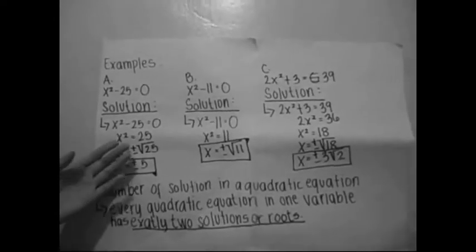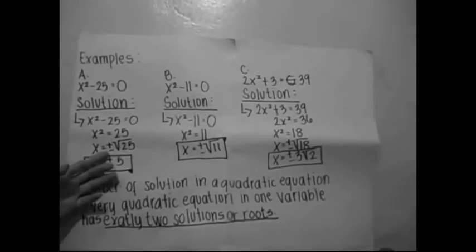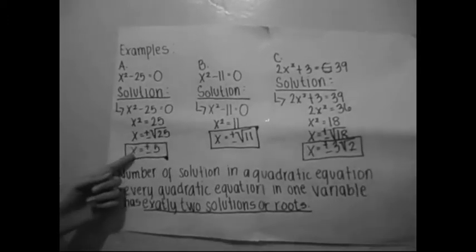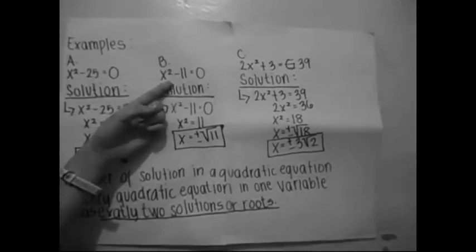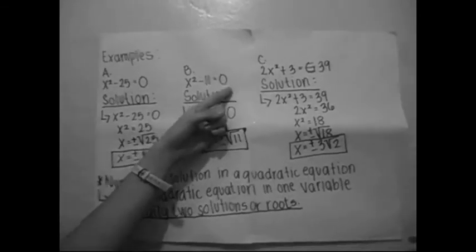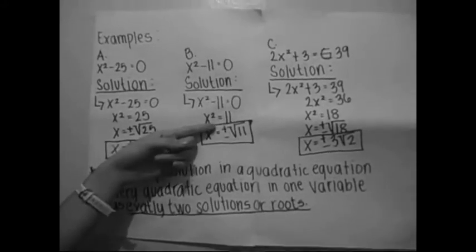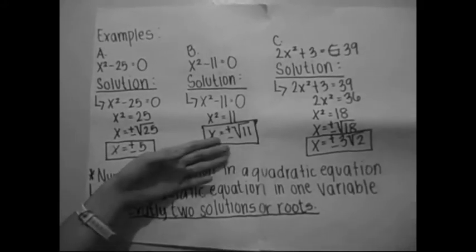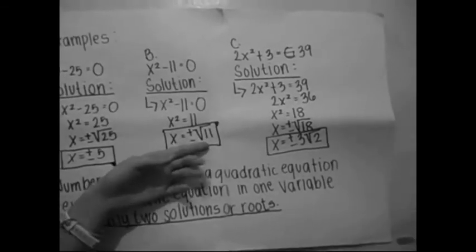X squared minus 25 equals 0. We add 25 to both sides, and then the square root property is used. The square root is simplified. The answer is x equals positive or negative 5. Next example is x squared minus 11 equals 0, thus making this x squared equals 11. The answer is x equals positive or negative square root of 11.